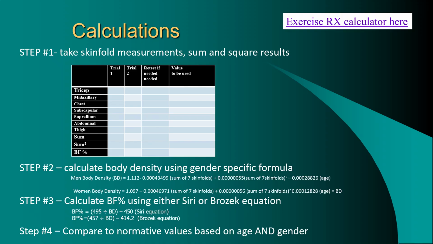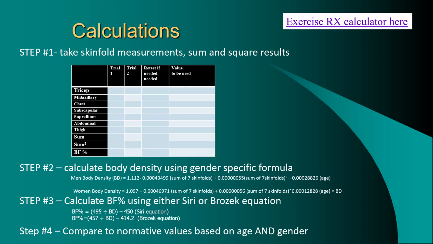In millimeters, you have the tricep, the axillary, the chest, all of them laid out. You're going to sum them all up. They do have to be squared, so all those values have to be squared. Then you can do it right there, and you're going to use those calculations. The first step is to calculate body density. The next step, either using a Siri or the Brozek equation, is to figure out body fat.